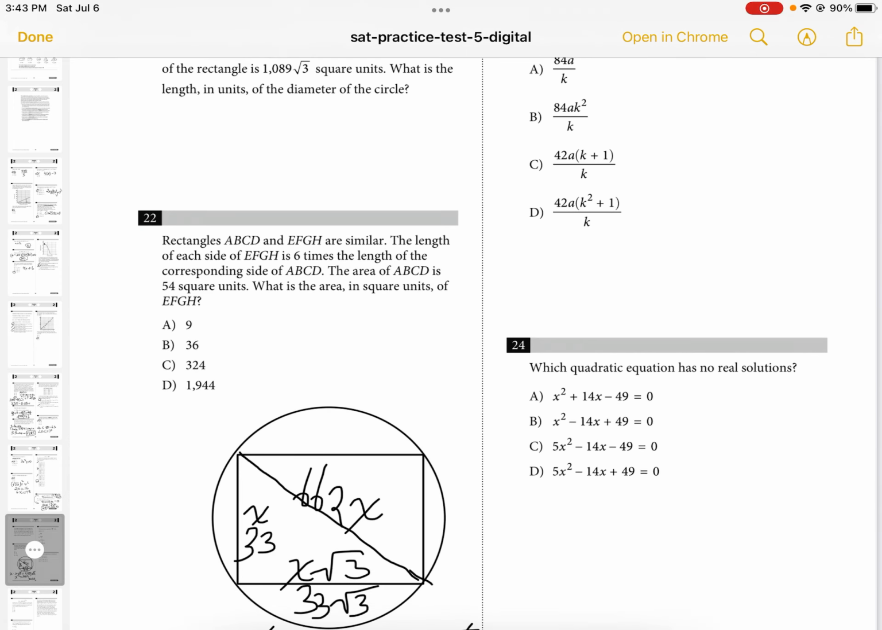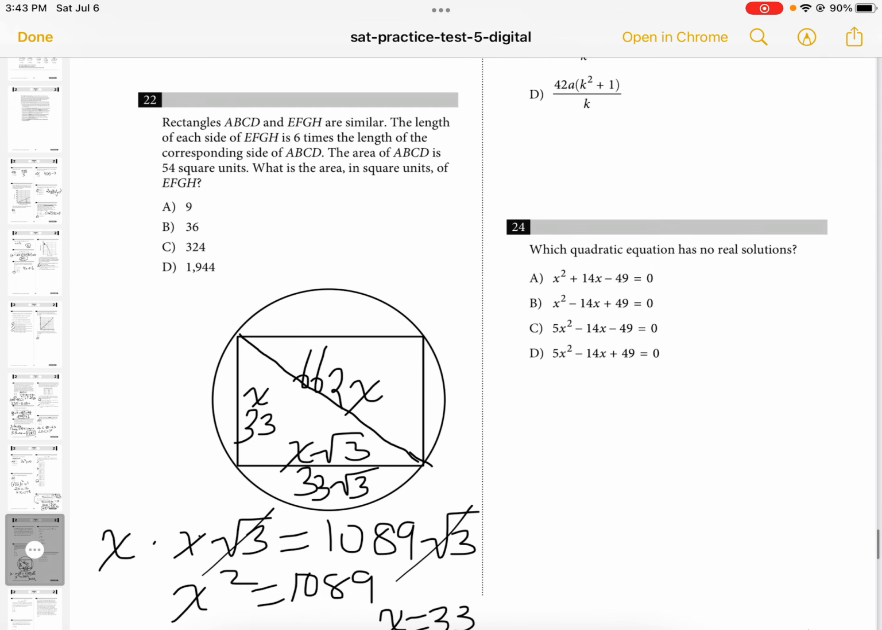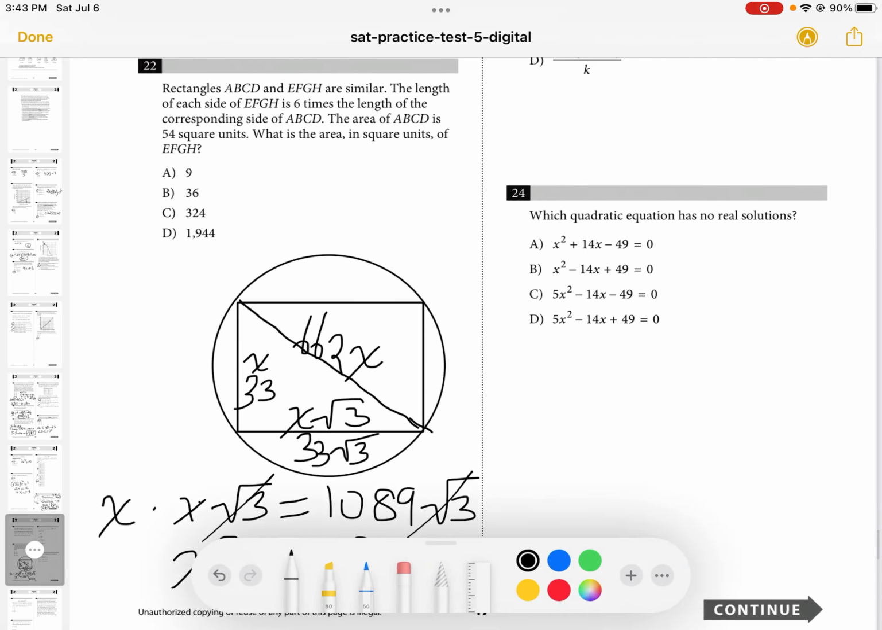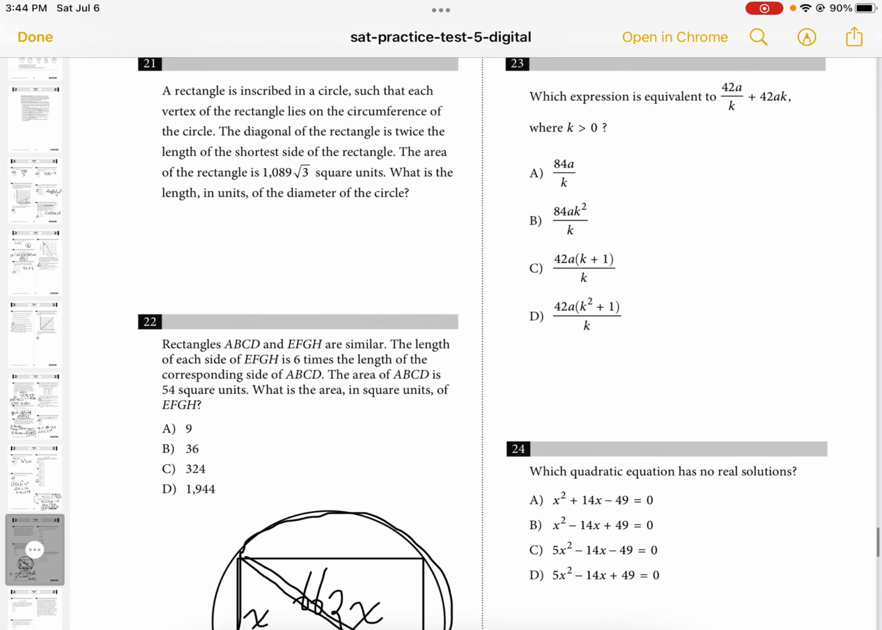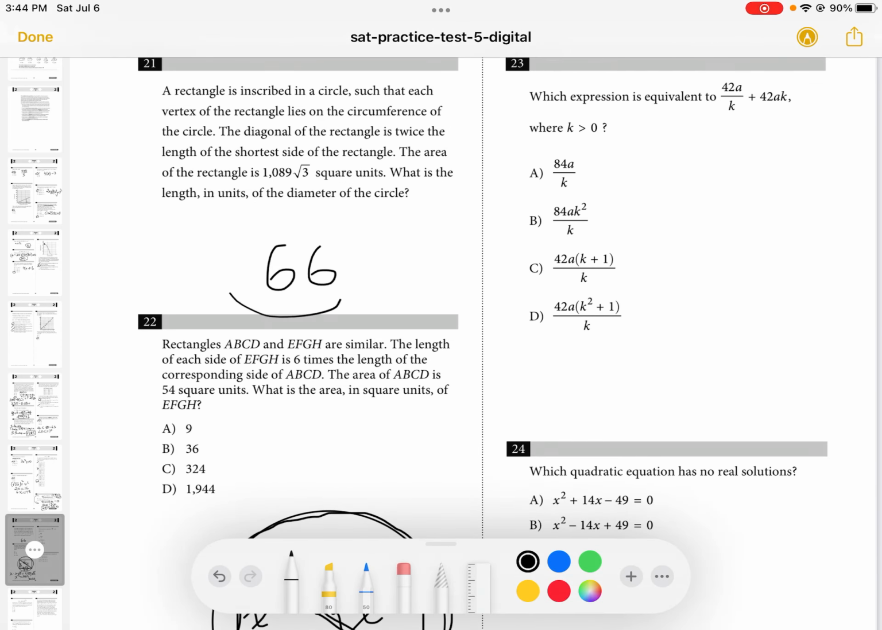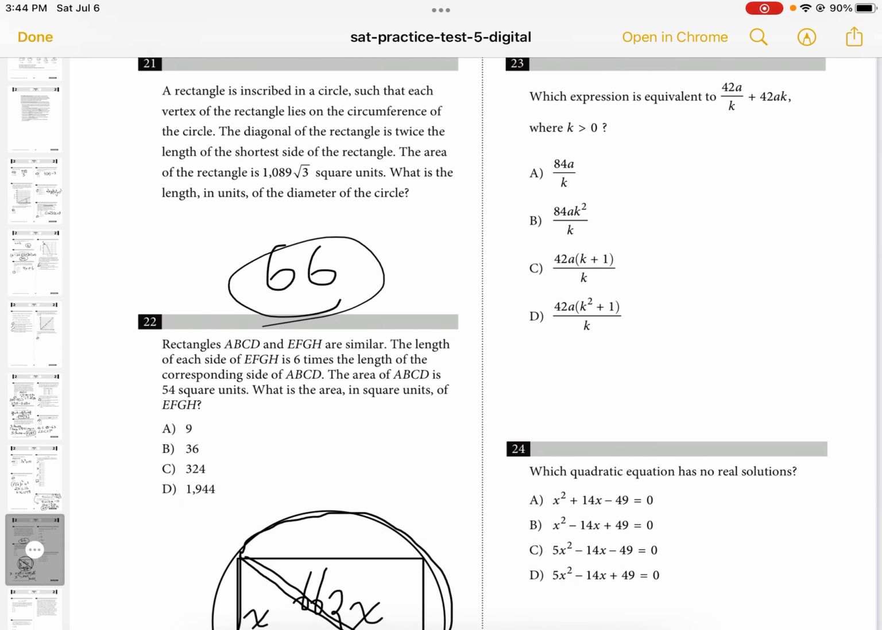And we're asked, what's the length in units of the diameter of the circle? Well, the diameter of the circle is just equal to the length of the diagonal of the rectangle. The diagonal is the hypotenuse of this triangle right over here, which is a right triangle, and by the inscribed angle theorem, that means the arc cut off by the diagonal is 180 degrees, making the diagonal a diameter. So its length is 66 units. Okay?